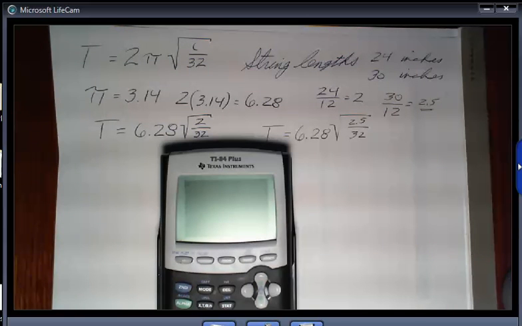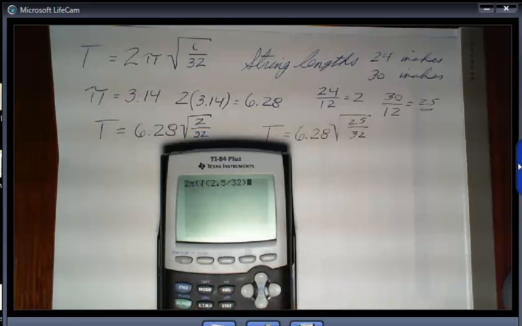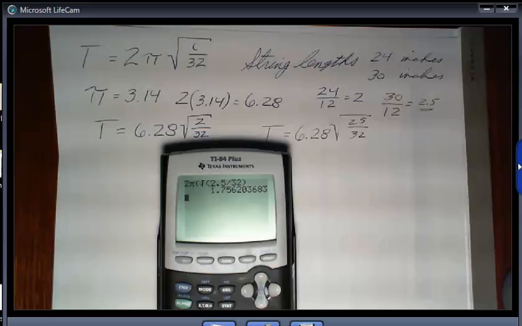As I said, if we wanted to get a little more detailed, I can do 2 times pi, times, let me put an open parenthesis there, times the square root of 2.5 divided by 32, close parenthesis. This is going to give us a more accurate answer, actually. It's still going to be very close to the answer we had before, but I just wanted to have a little example of that because I've had quite a few questions on it. But that's the way we'd enter those string lengths into the period of a pendulum formula. Hope this helps.